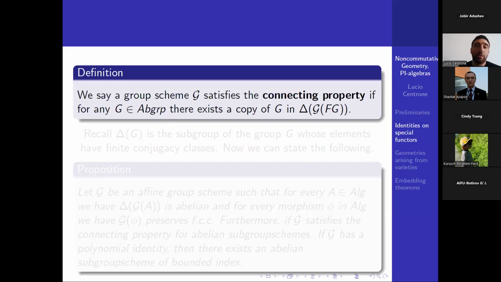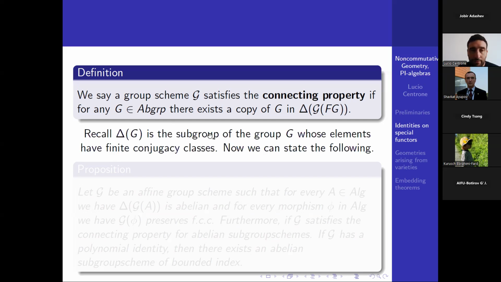And okay, we introduce this gluing property. If we have an abelian group, we say that the group scheme has this gluing property if for any abelian group G there exists a copy of G in this one, which is exactly the set of finite conjugation classes inside this one. This is, of course, a subgroup.